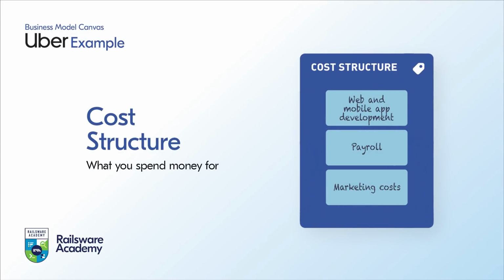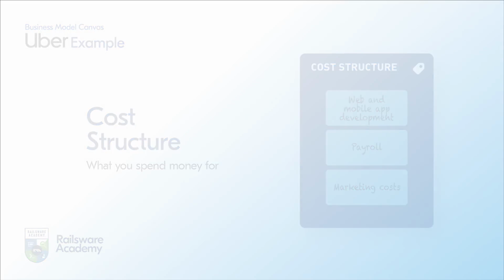Cost structure should tell you what you spend money for. Also, you need to specify prospective costs if your business is growing. This section covers costs for hardware purchases, software development, rental services, etc. And for Uber, we state web and mobile app development, payroll, and marketing costs.